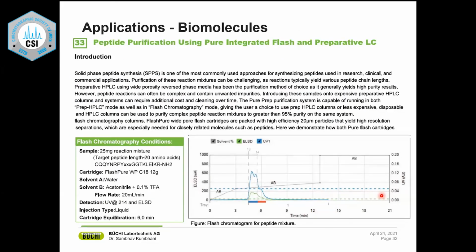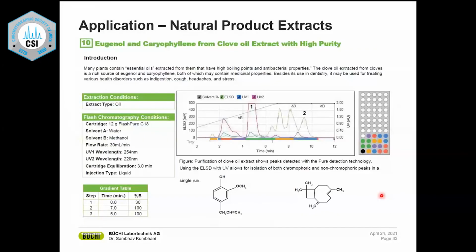So coming to applications, we have biomolecule application as well. You can purify peptides. This is a peptide purification where we use both flash and prep to purify that compound. You can even use it for natural product separation. In this case, it is a clove oil. And this is just normal clove. You can have essential oils in that clove that you can extract and use as medicines for Ayurvedic medicines. A good example is Patanjali is using our flash prep instrument to do something similar.